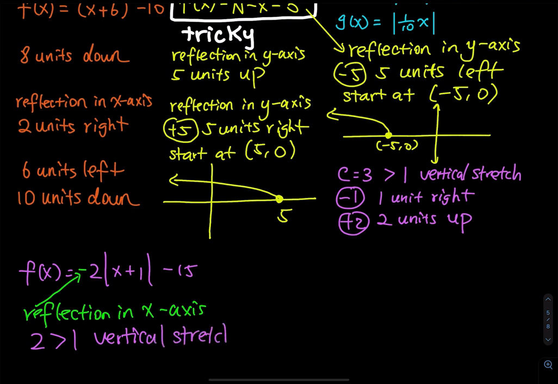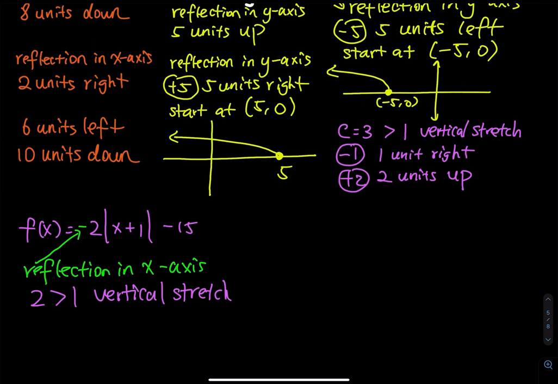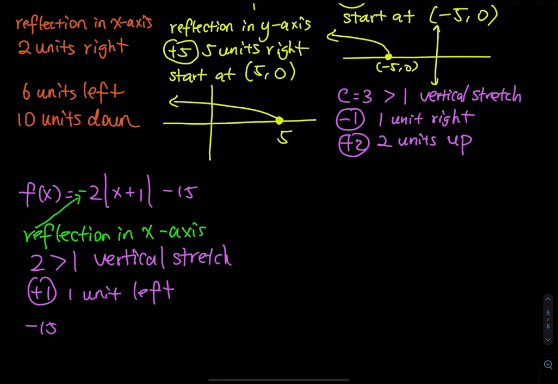So this is also a vertical stretch. The best way to picture a vertical stretch is a very steep V. If you change that to a 1/2 or 1/12, it becomes a wide open V. Very steep versus less steep, just to compare the slope. And then the +1 is 1 unit to the left, and the -15 is 15 units down.